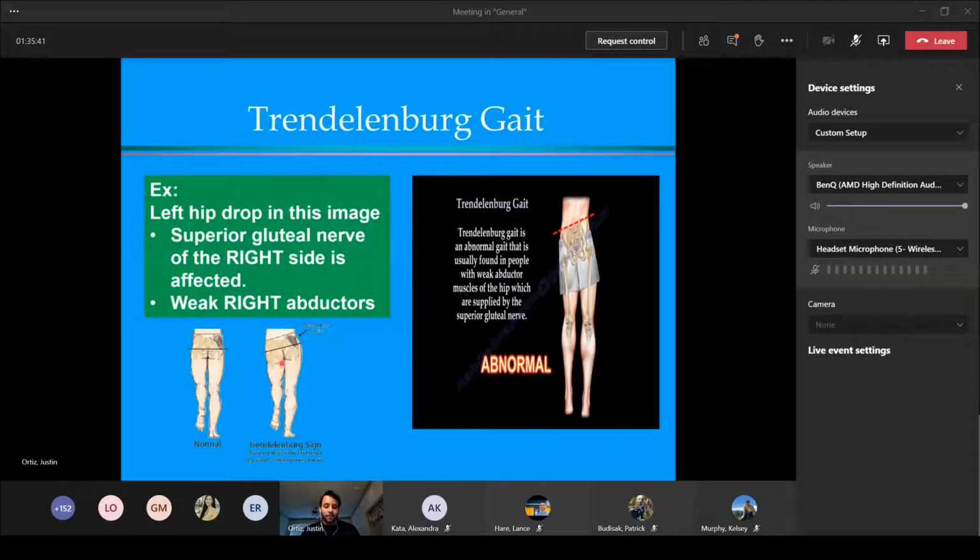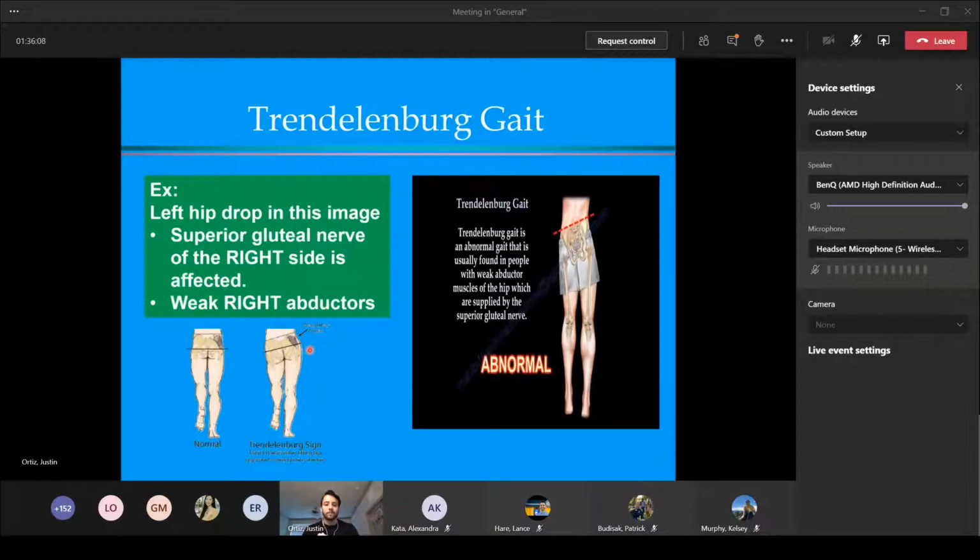Here's what he's talking about when he says Trendelenburg gait. In this image, you see a left hip drop. The left side of your hip is dropping. Why is it dropping? It's dropping because the superior gluteal nerve on the right side is affected. The right side, that's important to note. That means you're going to have a weak gluteus medius and a weak gluteus minimus.